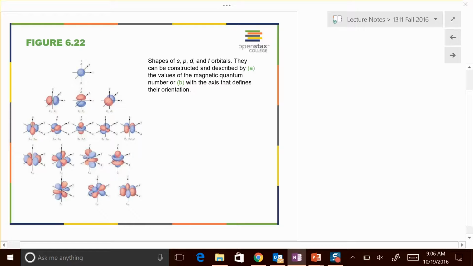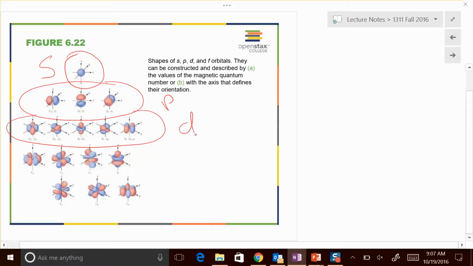Now, we call those rings around the atom orbitals because the electrons are orbiting. And within every principal energy level, there are sub-energy levels that create different orbitals. And we can identify those here. This orbital is S. These orbitals are P. These orbitals are D. And these orbitals are F orbitals.